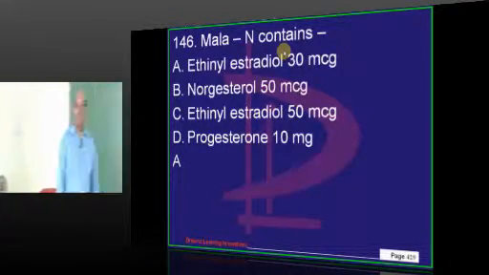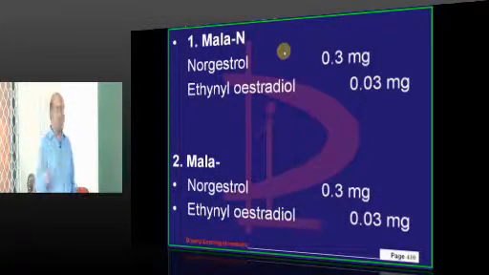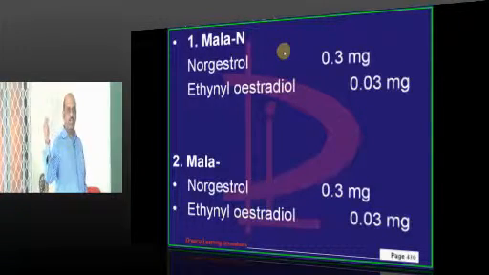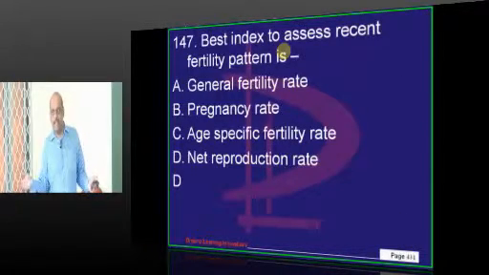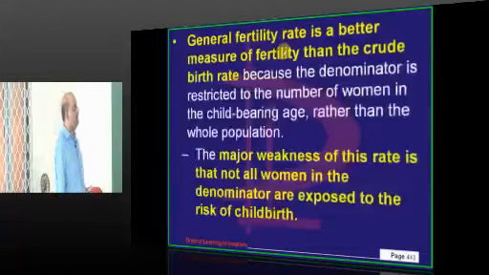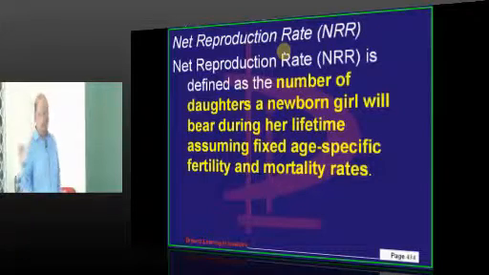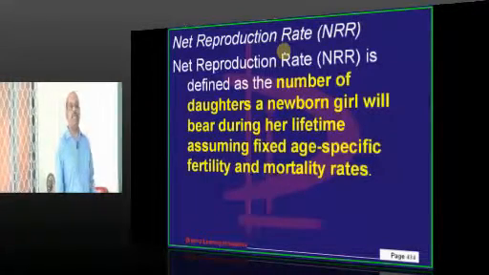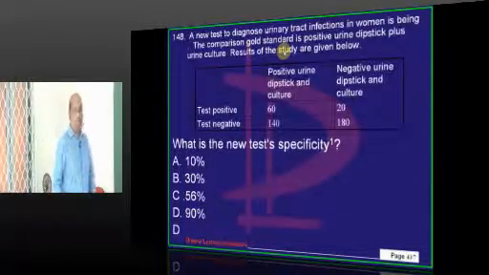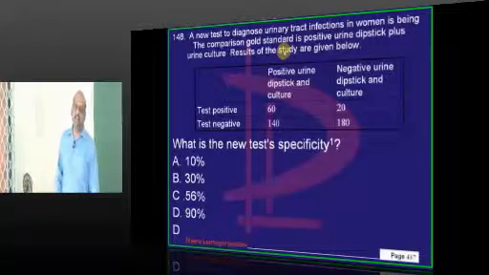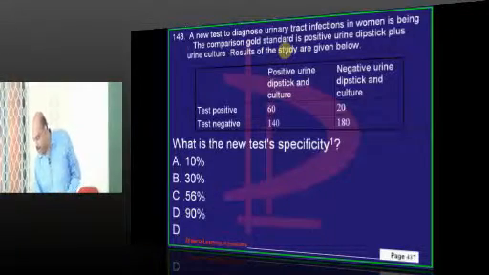Mala N contains what? Mala D contains what? N contains norgestrel 0.3 mg and ethinyl estradiol 0.03 mg, is what needs to be remembered. Recent fertility pattern, it is the net reproduction rate which will give you a better index. What is net reproduction rate? The number of daughters a newborn girl will bear during her lifetime, assuming the age-specific fertility and mortality rates. Okay, doctor. We come to the proper SPM questions, which will not be sleep-promoting but awakening questions.